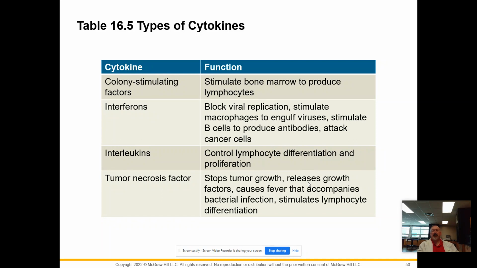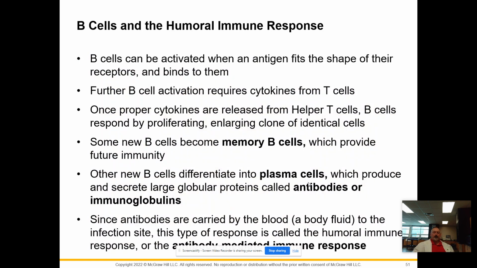These are examples of cytokines. We have colony stimulating factors that stimulate bone marrow to produce lymphocytes. We have interferons that block viral replication, stimulate macrophages to engulf viruses, stimulate B cells to produce antibodies, and attack cancer cells. The interleukins are going to control the lymphocyte differentiation and proliferation, and tumor necrosis factors stop tumor growth, release growth factors, cause fevers that accompany bacterial infection, and stimulate lymphocyte proliferation.